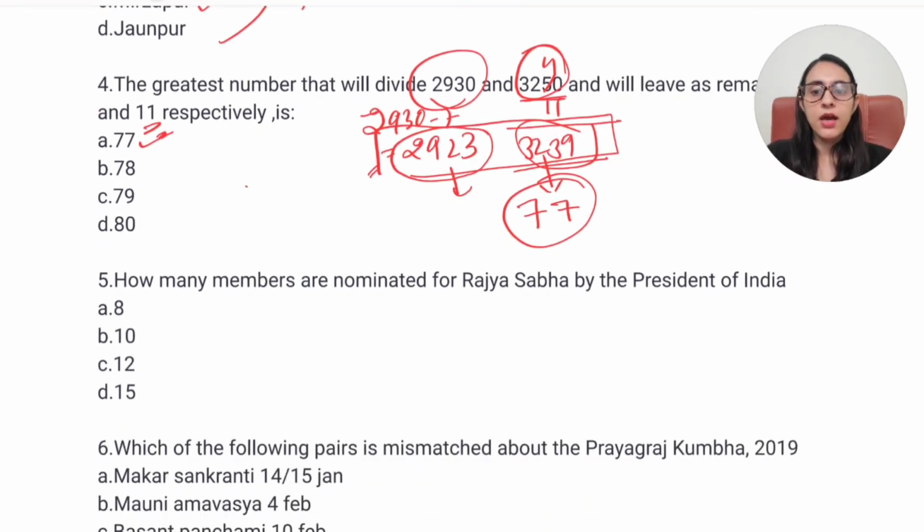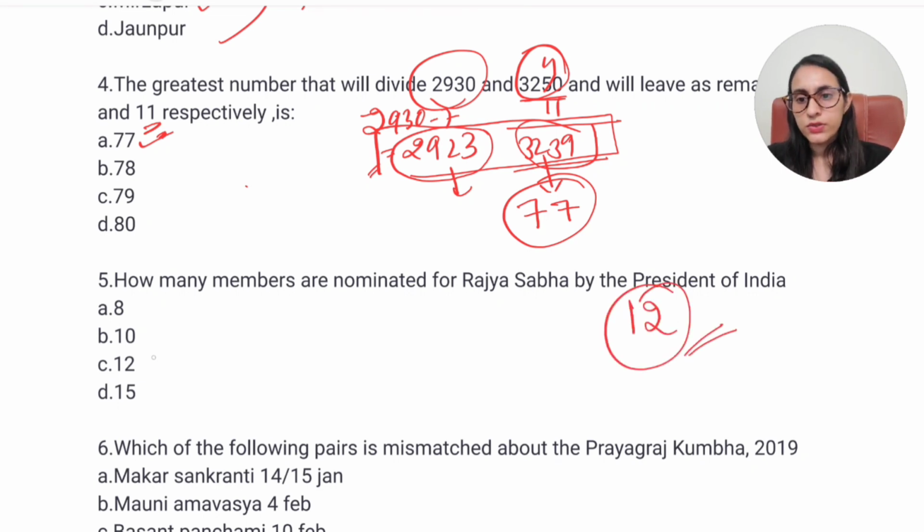How many members are nominated for Rajya Sabha by the President of India? The President of India nominates 12 members to the Rajya Sabha. So the answer is going to be C, which is 12. The other numbers do not represent the correct number of members that are nominated by the President to the Rajya Sabha.